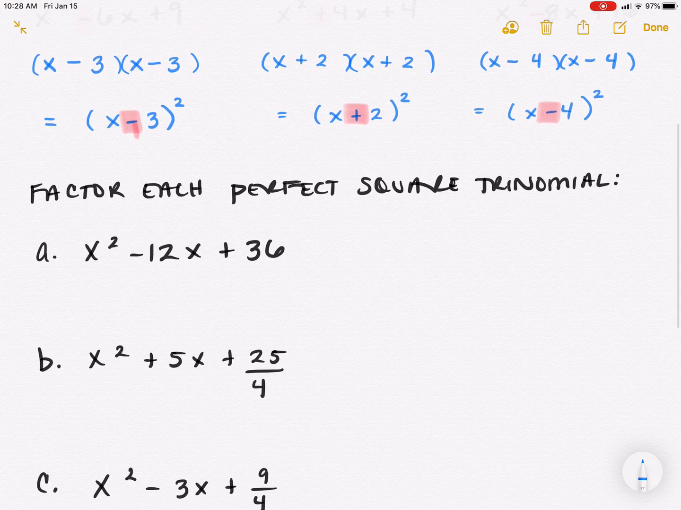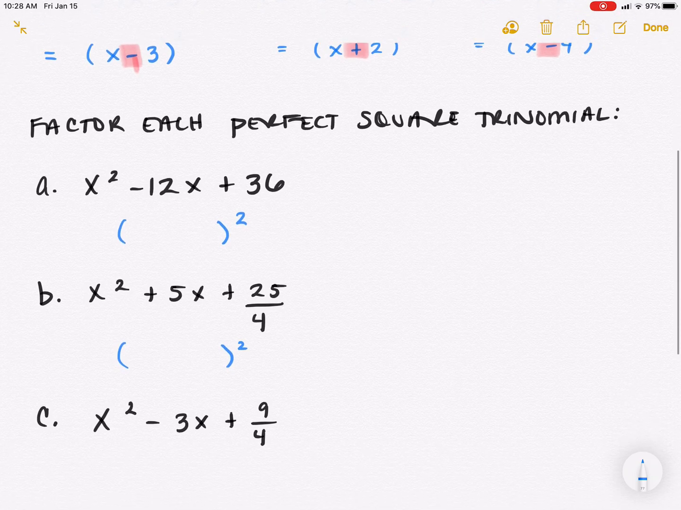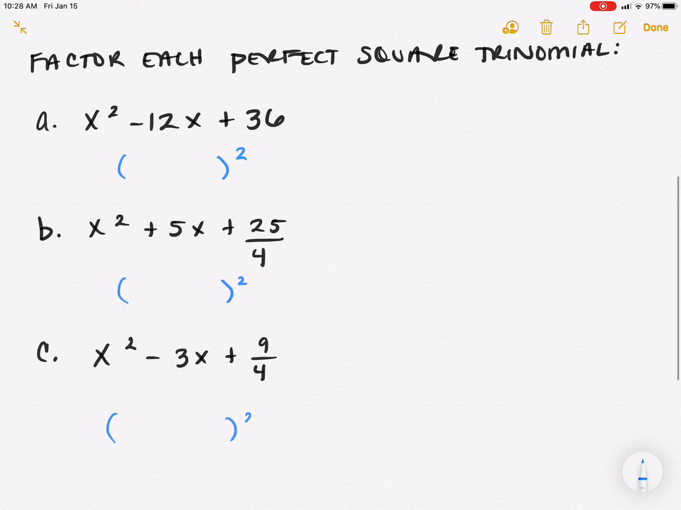And we already know that these are going to factor to make a parenthesis squared. So we can already know that right now, right? Because we understand the patterns. We know what's going to happen: this is going to be x. The middle sign is going to determine the sign in the factor. And then we talked about how this number right here is always half the middle term.